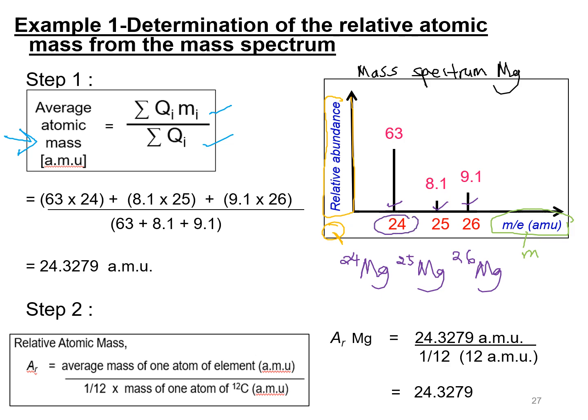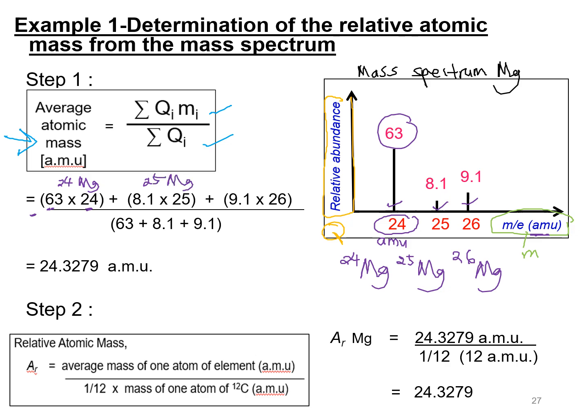Bukan 24 saja, tapi 24 AMU. You tengok ni unit dia kat sini. Okay, and then dia punya Q dia berapa? Dia punya relative abundance dia adalah 63. So if you look at the calculation here, you can see that 63 kalikan dengan 24. Kalikan dengan dia punya isotopic mass. Campurkan dengan, yang ni adalah 24Mg punya isotop. Ini adalah 25Mg punya isotop.